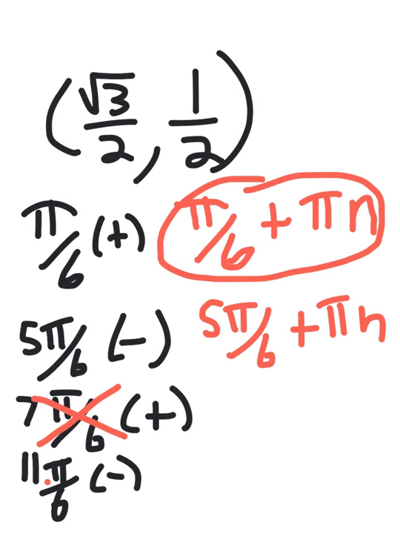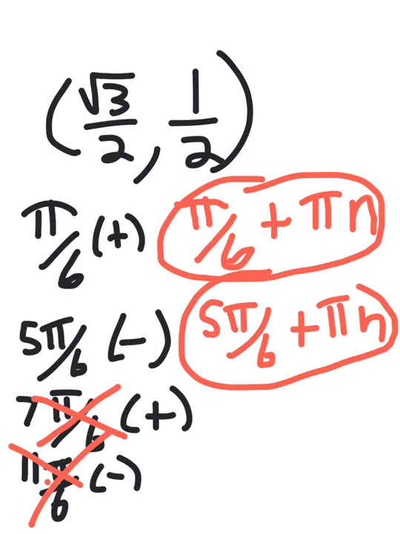Same thing's going to happen to 11 pi over 6. So if I look at where tangent's negative, that's 5 pi over 6. I add pi to it, I will get 11 pi over 6. So I don't need this one as well. So with tangent and cotangent, in this case tangent, our period is pi, so we use pi n and not 2 pi n as we did with sine and cosine.